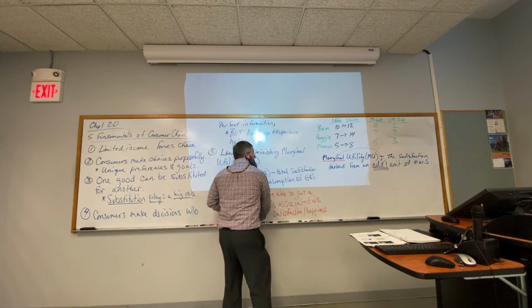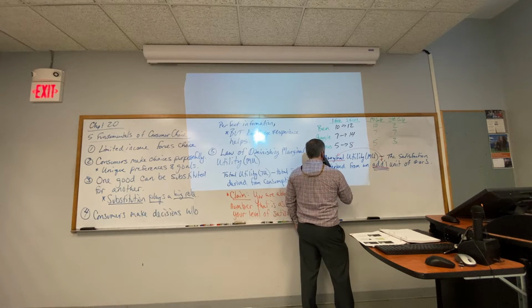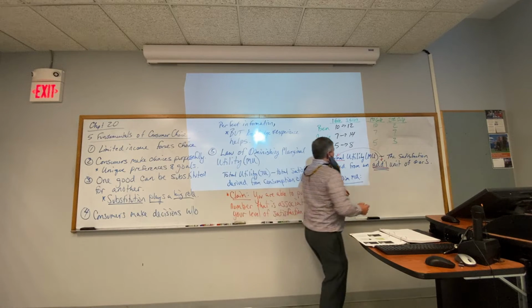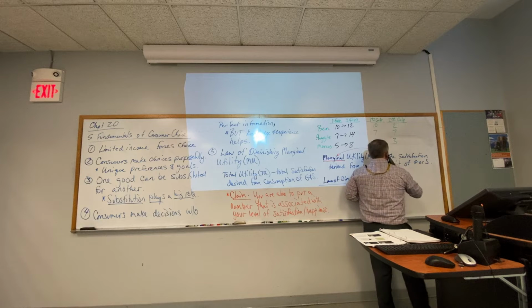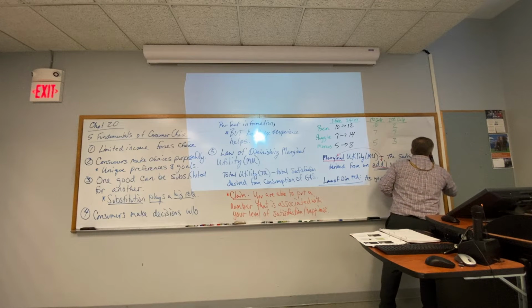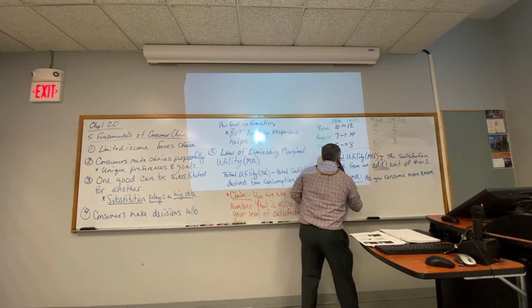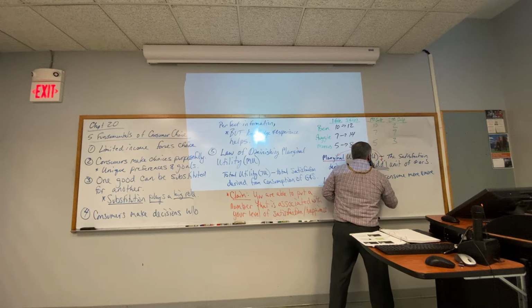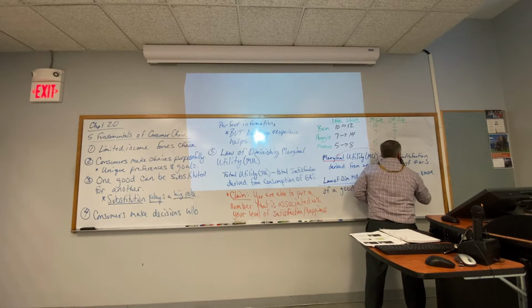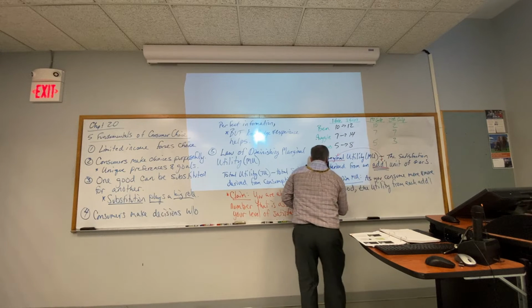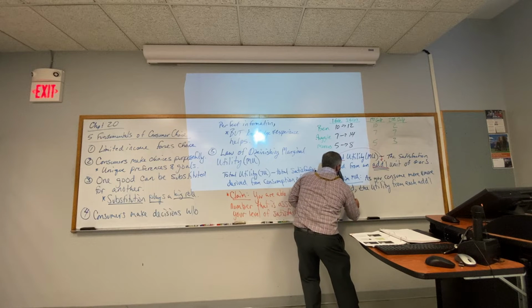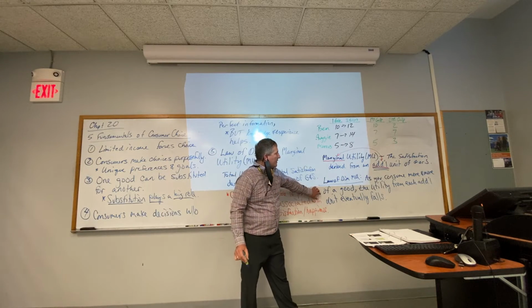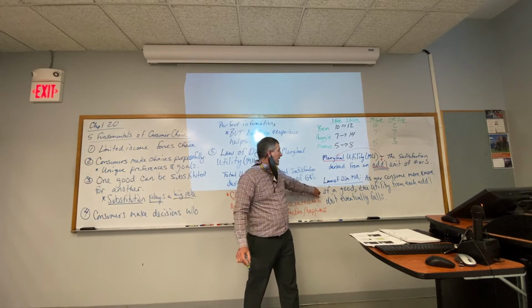All right, and so the law of diminishing marginal utility. So the law of diminishing marginal utility goes something like this. As you consume more and more of a good, the utility from each additional unit eventually falls or diminishes. As you consume more and more of a good, the utility from each additional unit eventually falls.